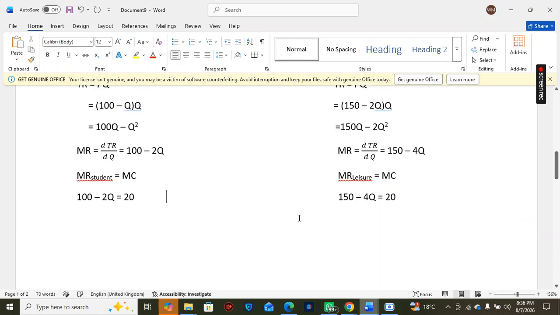This is the profit-maximizing quantity, how many students this business needs to maximize profit. So we take the negative 2Q over the equal sign and the positive 20 over the equal sign, so that it becomes 100 minus 20 equals 2Q. For the leisure travelers, the same thing: that negative 4Q will cross over the equal sign.